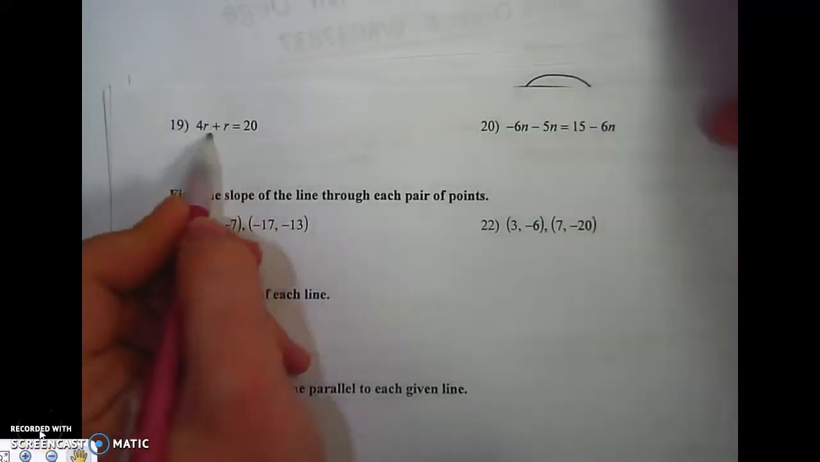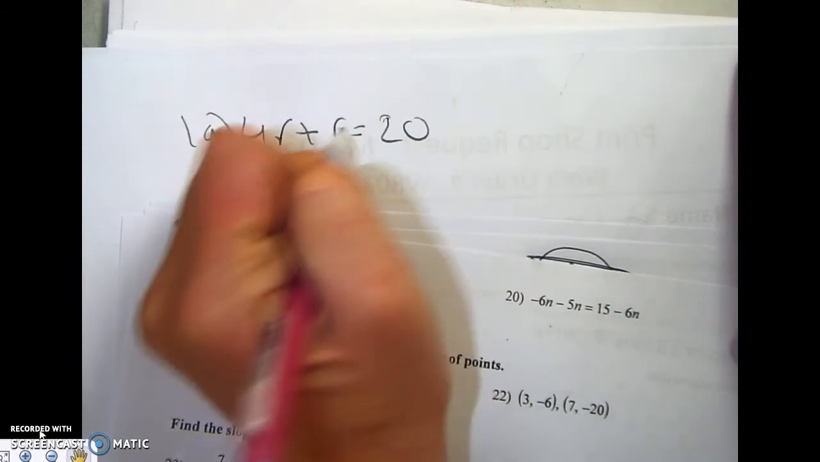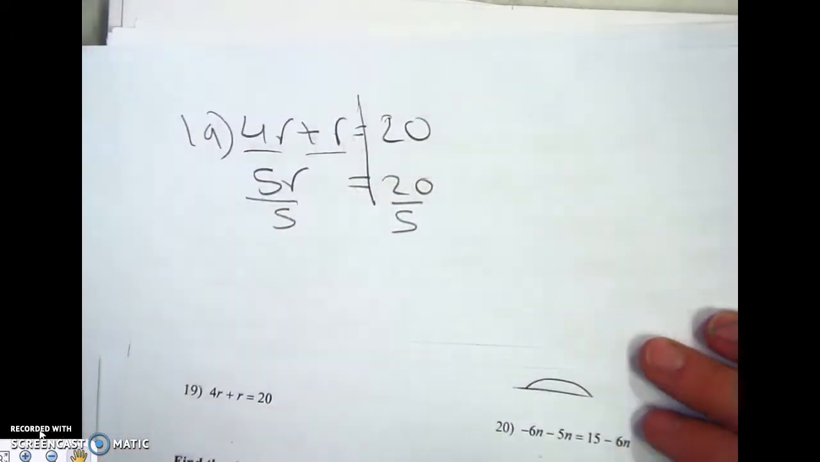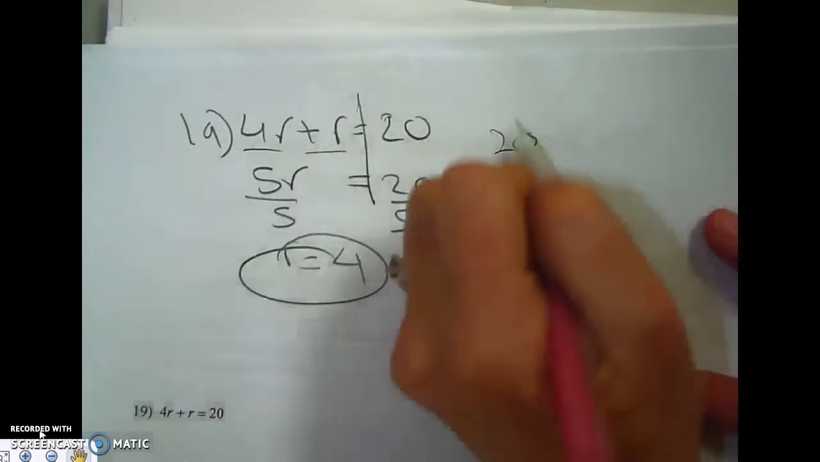So I'm actually going to do these two on a separate piece of paper. So let's do number 19 first. 4r plus r equals 20. Okay. Draw the line. These are the same. Put them together. The 5 is touching. Touching means multiply. The opposite is divide. And you're done. Okay. Number 20, I'm rewriting it.